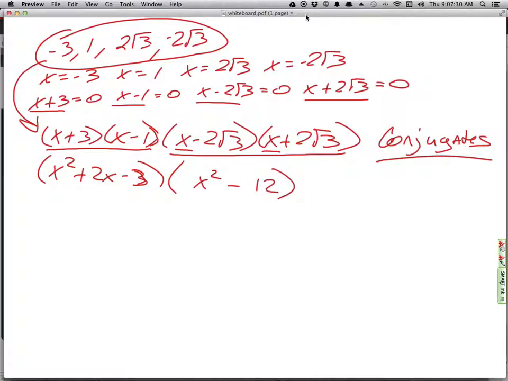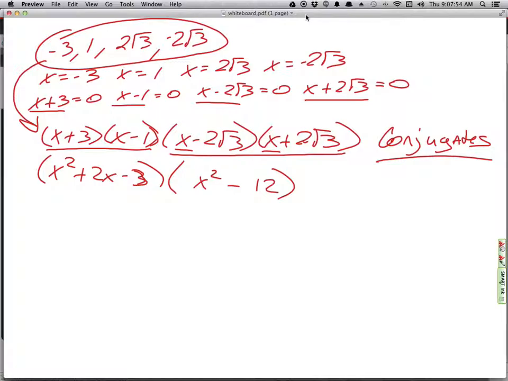Okay, Natasha, explain to everybody how you got 12 out of that. Negative 2 times 2, which would be negative 4, and then the square root of 3 times the square root of 3 would cancel out the square root, so it's just 3 times negative 4. Very good. Everybody hear that? She did 2 times 2, which gives me the 4, and radical 3 times radical 3 is just 3, so 3 times 4 gives me 12. So that's where we get it from.